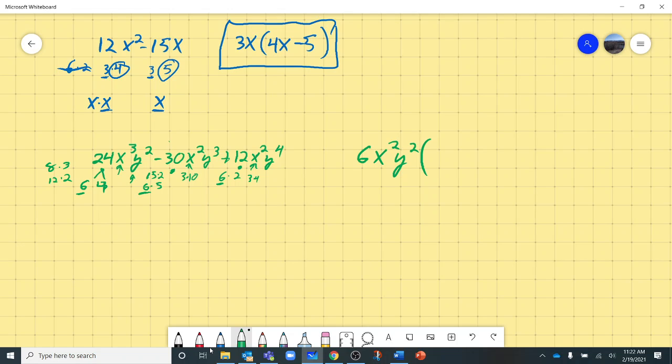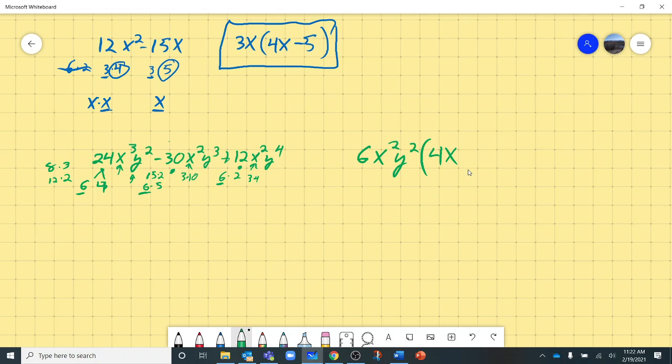Okay, so now we're just going to go back through and put in the parentheses everything that we would need to get back to where we started. So 6 times 4 is 24, so we need a 4 there. We have an x squared, but we need an x cubed, so we're going to put an x in. And we have a y squared, so we're good for that one. So 4x, oops, we don't want a plus because it's a minus.